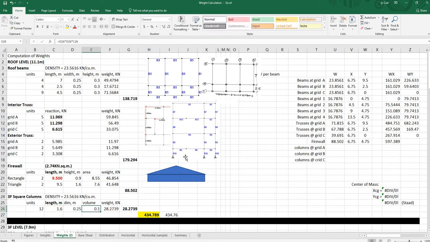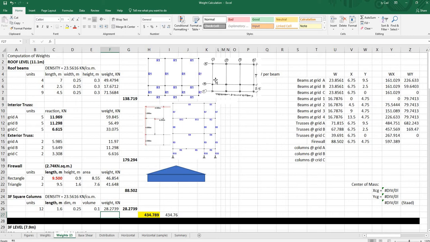Tapos, yung weight niya would be the total volume times 23.5616. And we have here 12 units. So, at grid 1, you have 3, 2, 3, grade 3, tatlo, grade 4, tatlo. All in all, you have 12 units. So, the weight would be the volume times 12 times 23.5616. And that is 28.2739.